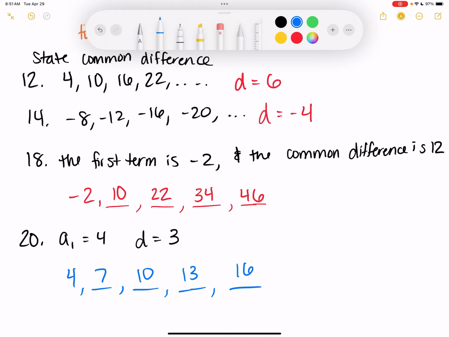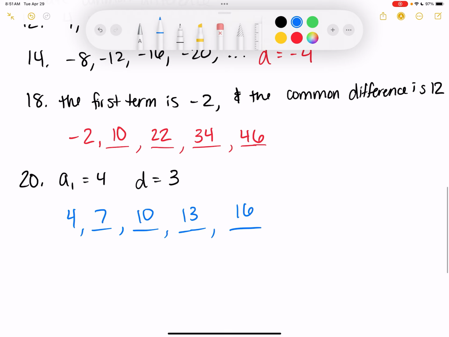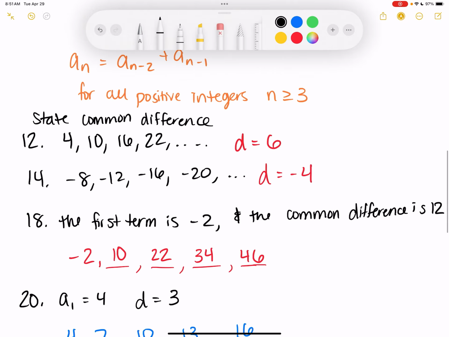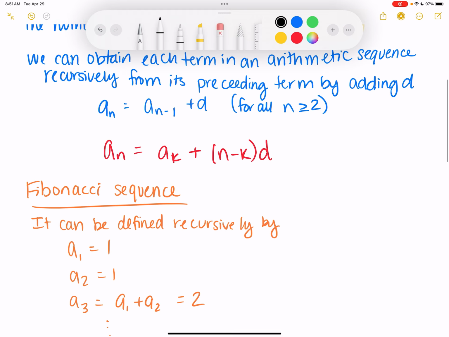The next one says to determine a sub n and a sub 8 for each arithmetic sequence. So for 24, basically what I'm going to do is write a rule, probably using the option that I had written in red, a sub n is equal to a sub k plus n minus k times d, because it wants me to find the 8th term. Based on some of what they've given me in later problems, this is probably going to be the easiest way to do it because they're not always giving me the first term.